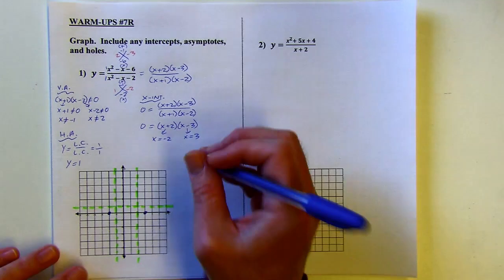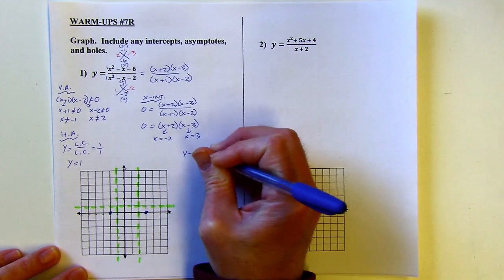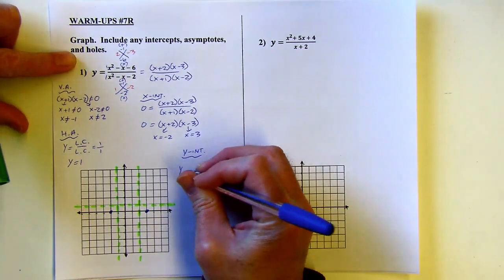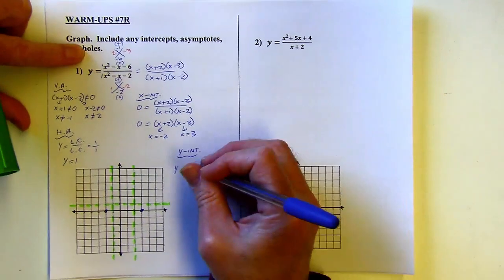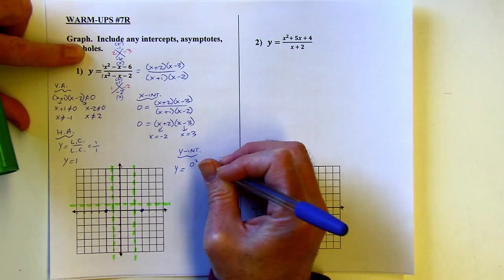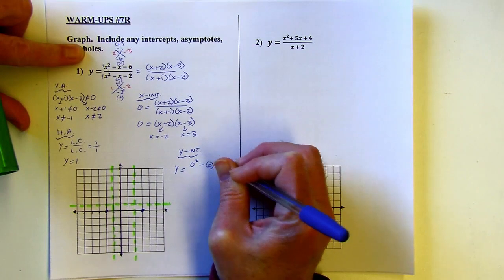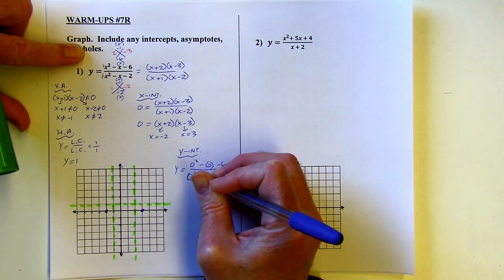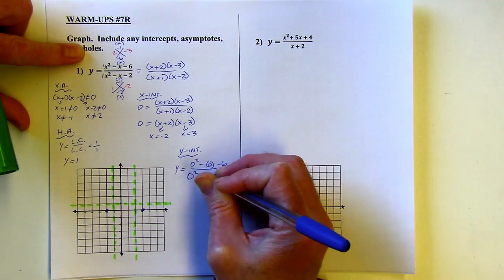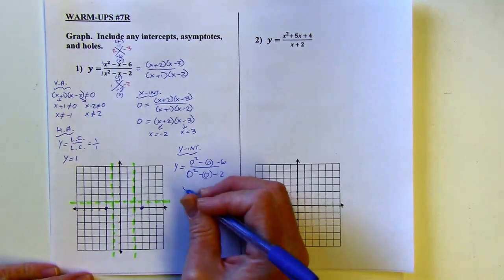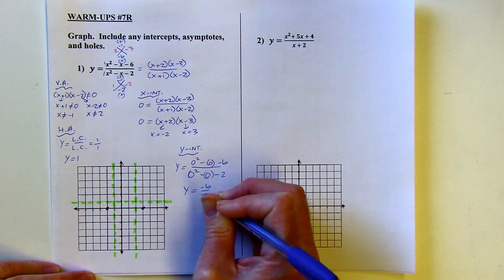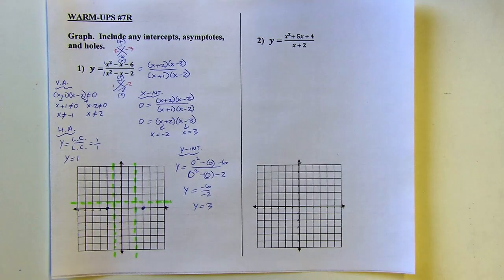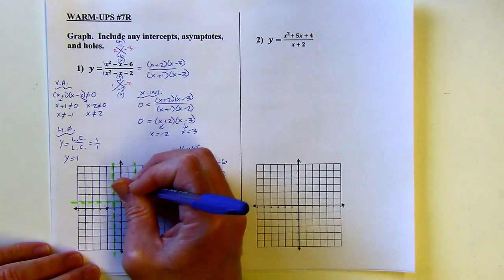Let's check the y-intercept, plugging in 0 for x. I'm going to use the original version, but you could use the factored one as well. I'm plugging in 0 in all of those x positions. Okay, and there's not much left there except the -6 and the -2. So that simplifies to y equals 3. Okay, so y equals 3 is my y-intercept.